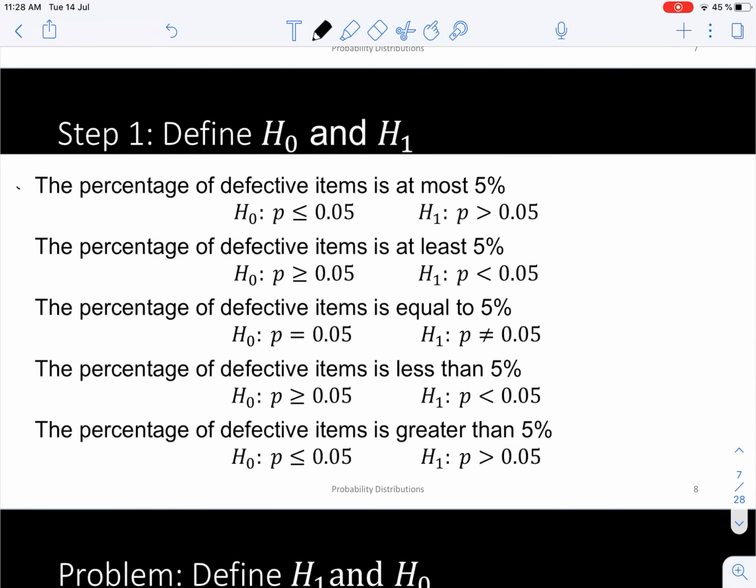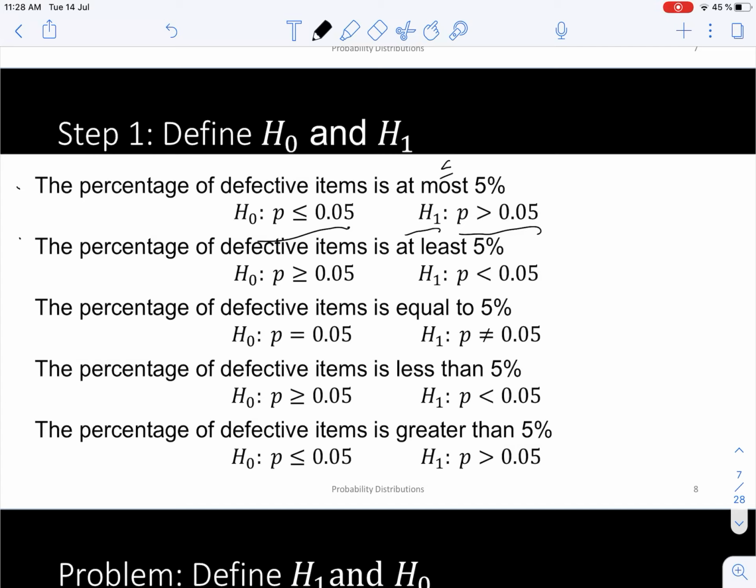The first question is: the percentage of defective items is at most 5%. So at most is less equal, right? It's like a limit, like a maximum value. Then the equal sign is included, therefore this question goes straight to the null hypothesis. So that's why we have p less equal 0.05, and of course the alternative hypothesis will be the complement.